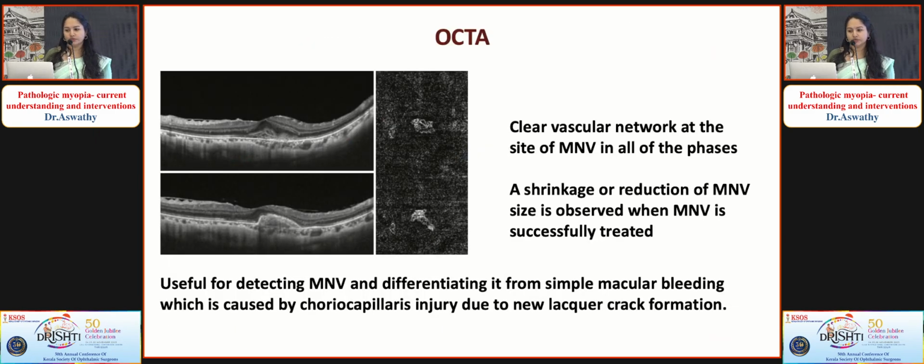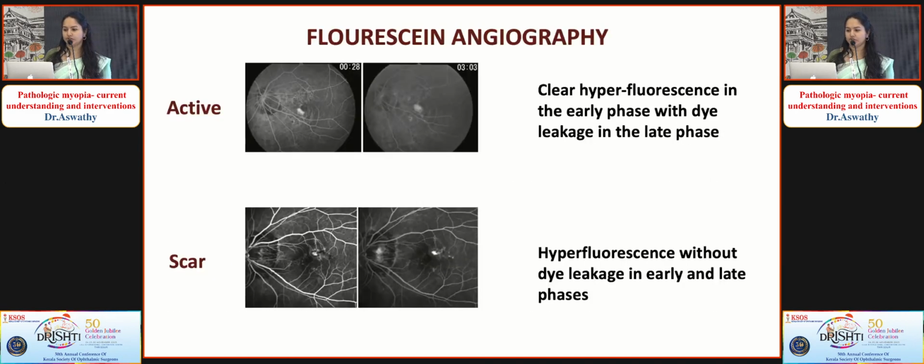OCT is very useful here because it shows a clear vascular network at all stages of MNV, and a shrinkage will be noted following treatment with anti-VEGF. And this is especially useful in differentiating it from a simple macular hemorrhage.